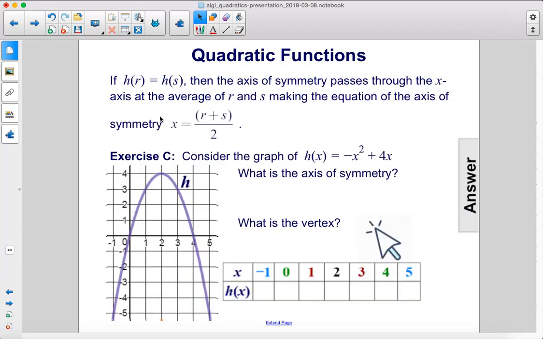If h of r equals h of s, then the axis of symmetry passes through the x-axis at the average of r and s, making the equation of the axis of symmetry x equals r plus s divided by 2.